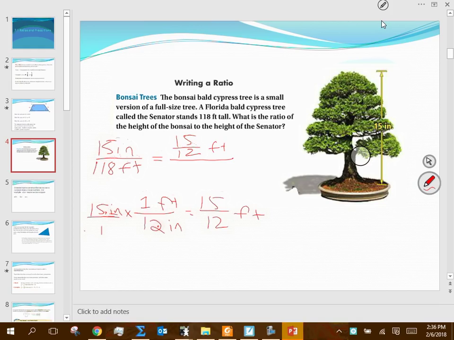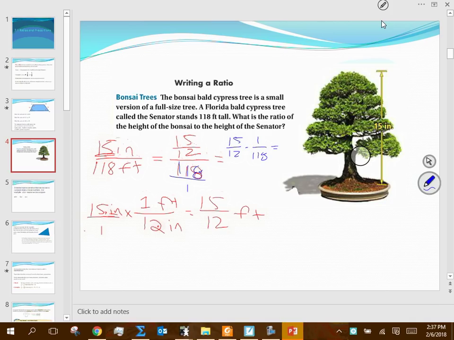So that ratio right there means the exact same thing as that 15 inches. I got 118 feet on the bottom. What's going to happen with my feet? Feet over feet, those units are going to cancel out. All right, so now you've got a fraction divided by a fraction. We know how to divide a fraction by a fraction? How? You multiply the top fraction by the reciprocal of the bottom one. So we take this 118, find its reciprocal, and multiply by the top. So it gives me 15 twelfths times 1 over 118.